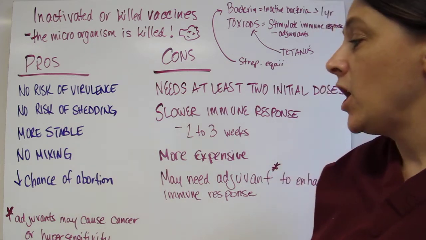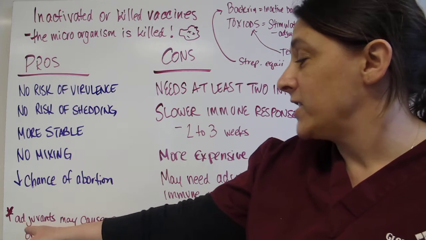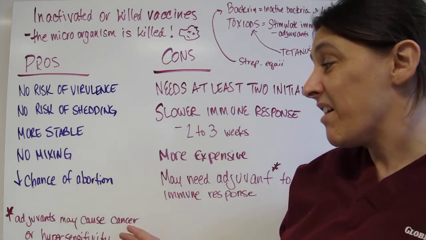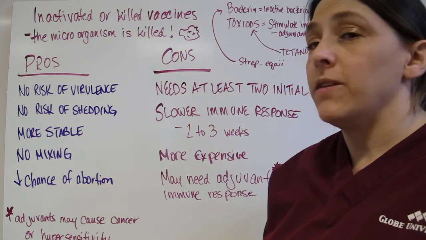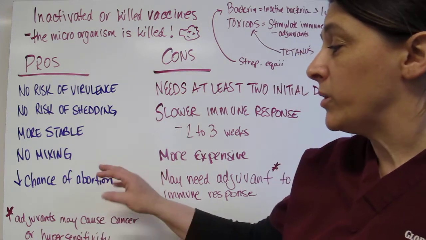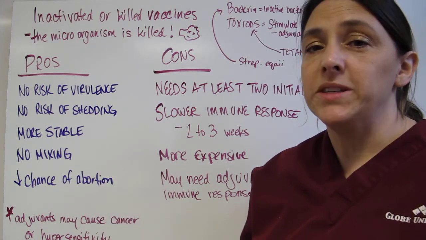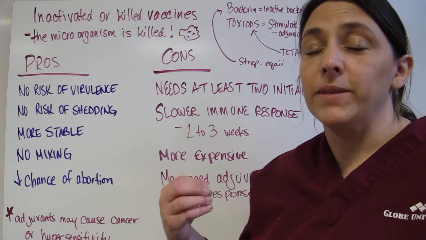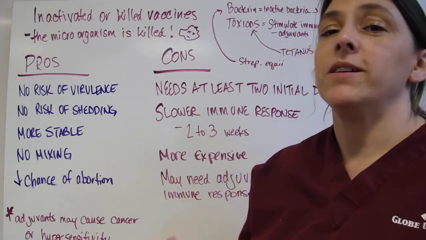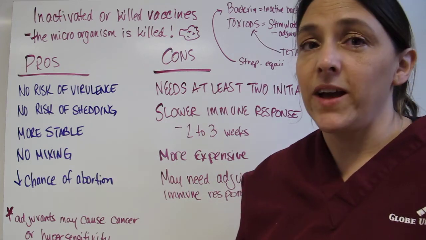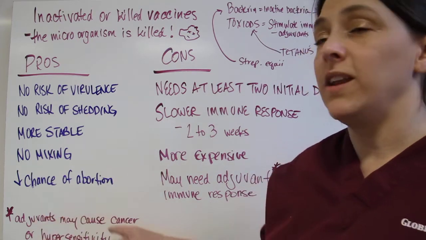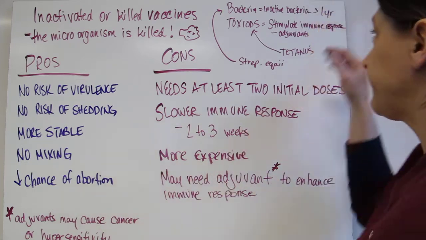It helps enhance it. But the problem is that adjuvants may cause cancer. They can cause more hypersensitivity. This is one of the reasons why when we give rabies vaccines, we always give it in the right rear leg, because we want to know where we've given that vaccine that is a killed vaccine, because of the chance of getting a fibrosarcoma.